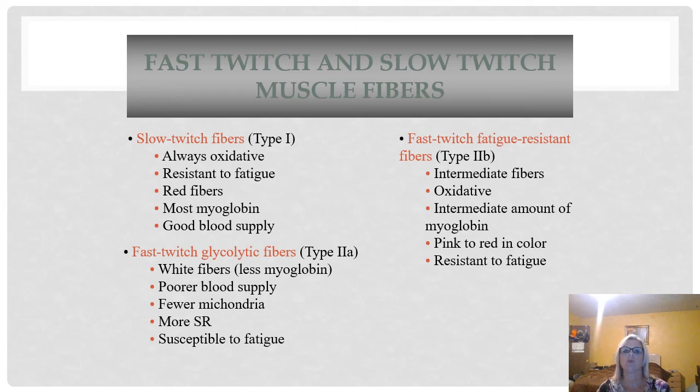We have the slow twitch, which is going to be red muscle fibers. This is found in long muscles of the back, for example. Red fibers have a red pigmentation from the myoglobin. They have lots of oxygen-rich blood, lots of mitochondria, and they can contract for a long period of time without fatiguing. Fast twitch, which are glycolytic, are more white fibers, so that's type 2A.